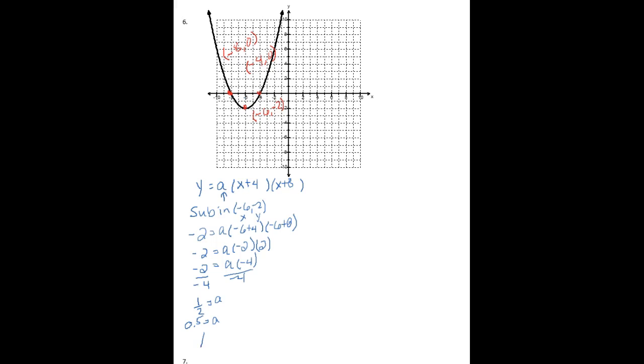So then your equation is 0.5, or you could write a half, times x plus 4 times x plus 8. Then write that in standard form after. You don't always have to do this. You only write in standard form when asked, and you're asked in the worksheet to do that. So remember now this is factored form, and then standard form.